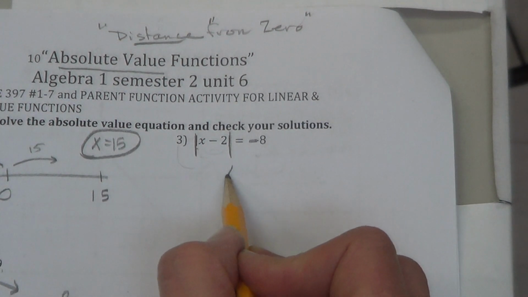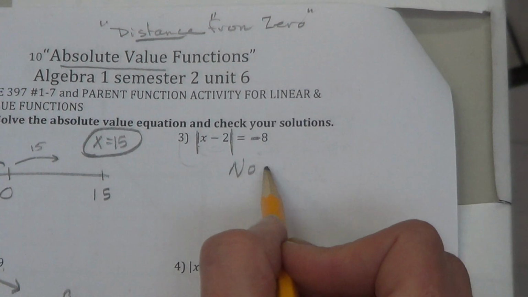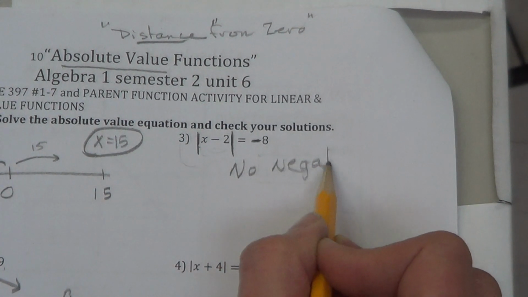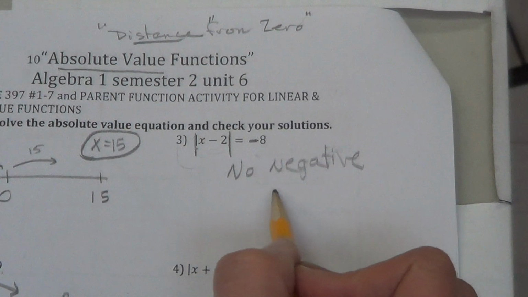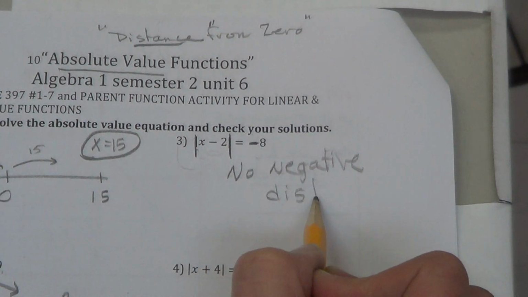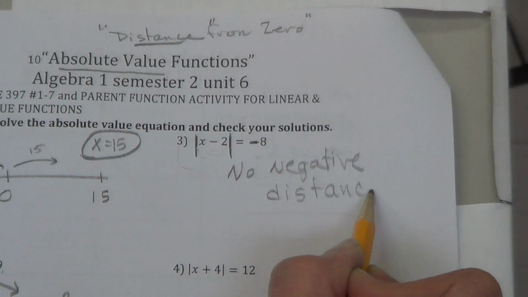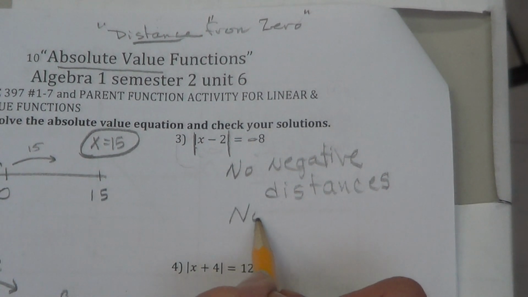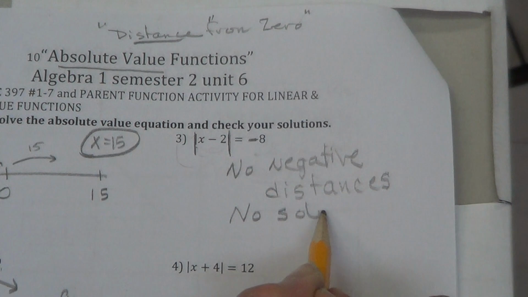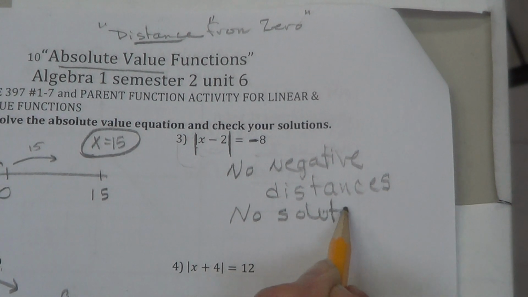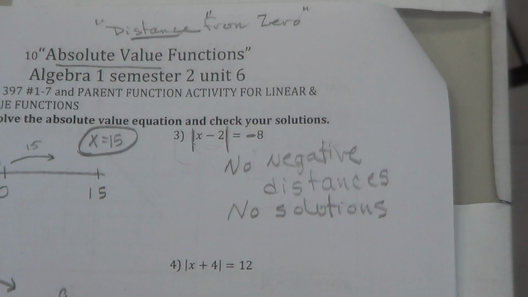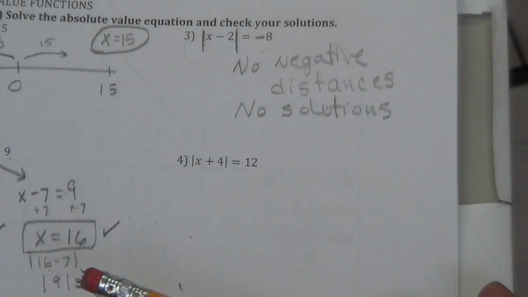So on this kind of problem, I'd like to see you write no negative distances, and just put no solution. But I do want you to write no negative distances, because I'd like for you to make sure that you remember that's why it's no solution.